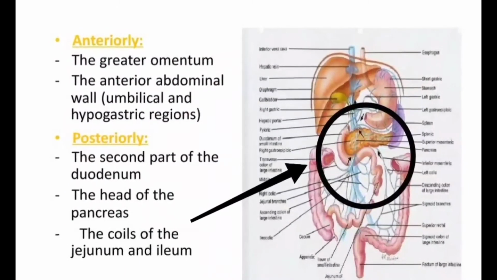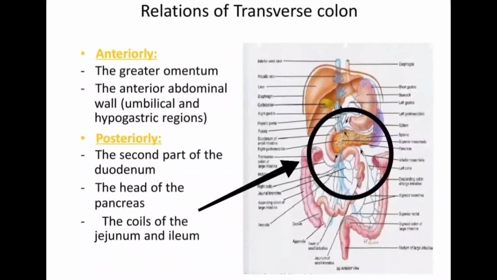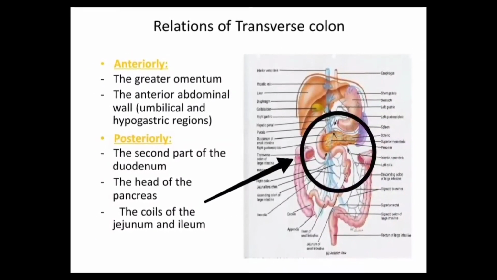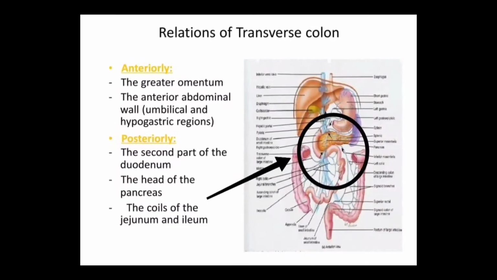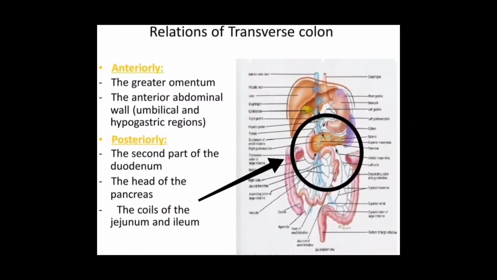In this figure you can see the posterior relations of the transverse colon. You can see the head of pancreas, the second part of the duodenum, and also the coils of jejunum and ileum. So these are the posterior relations of the transverse colon.